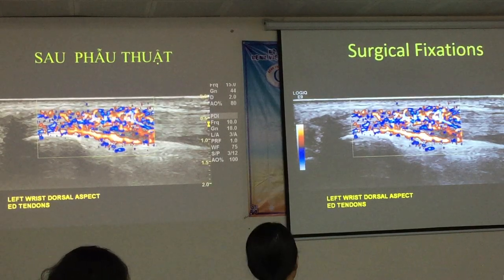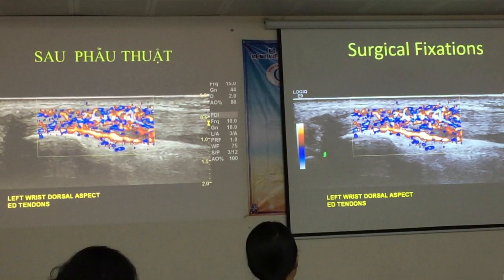So this was more than what I'd expect, more colour or more hyperemia than what I would expect if it was just a simple tenosynovitis.